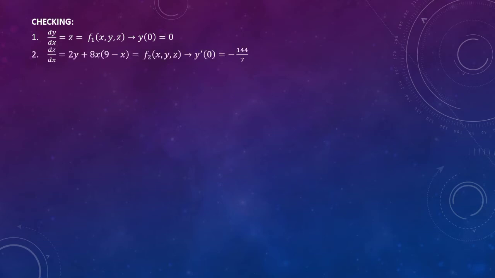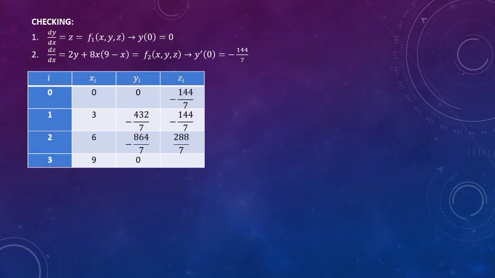For the second equation, we have dz over dx. It will be equal to 2y plus 8x multiplied by 9 minus x, and it will be our second function where x is our independent variable, y and z are our dependent variables, and it will be subjected to our final answer, or let's say this is just our assumption, y prime at 0 is equal to negative 144 over 7. So we need to begin our approximation.